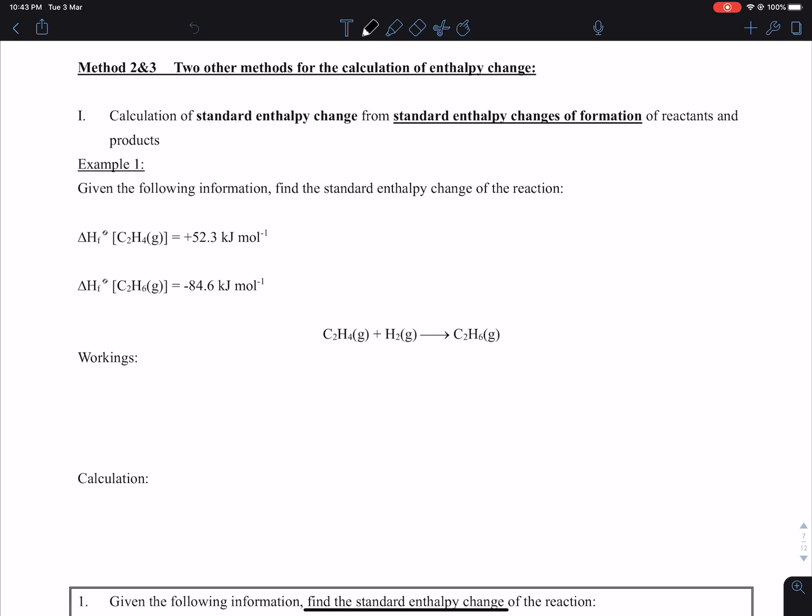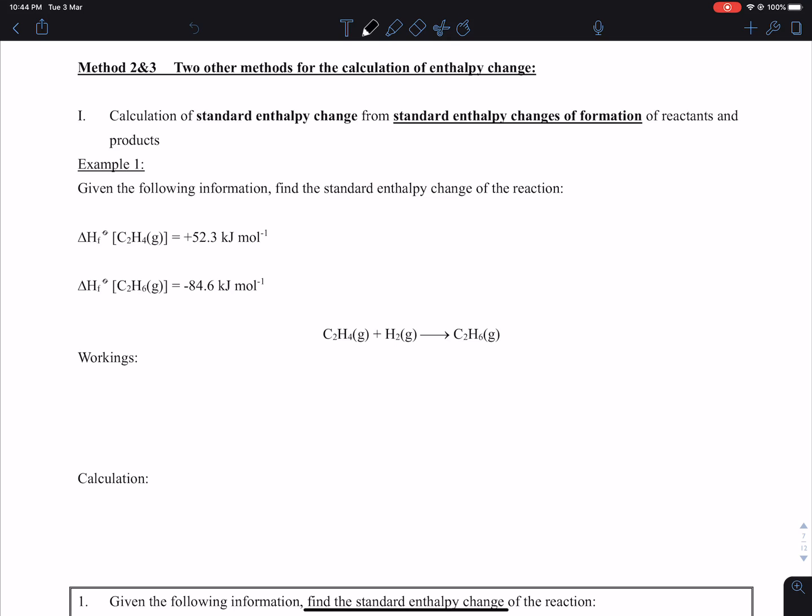Okay, in this video, we are going to see some more methods for calculating the enthalpy change. In the previous video, we went through a method called the enthalpy change cycle for calculating the standard enthalpy change of a reaction. Based on that method, we have a very simple equation for such kind of calculation.